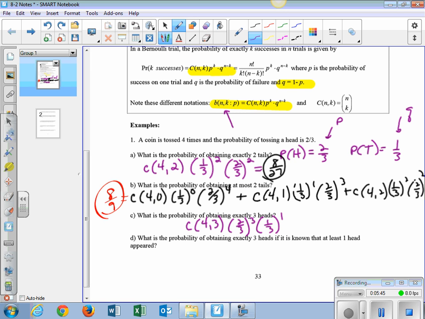And again, I could multiply that all out. 4 choose 3, remember that's 4. And then I just need to take 2 to the third and 3 to the third and multiply that by 1/3. I get 32/81 for my final answer.